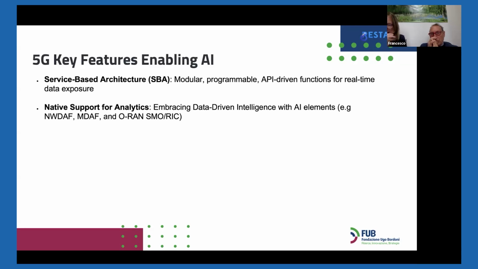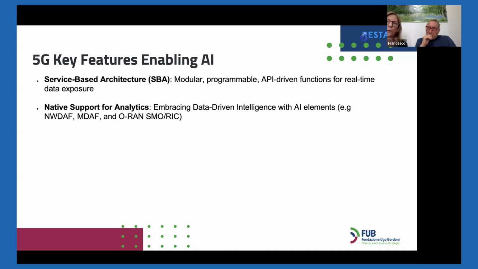Artificial intelligence is essential for the evolution of the network, but it cannot stand by itself. It cannot stand alone. In order to have artificial intelligence in the networks, it requires a foundational network architecture and AI elements designed to support artificial intelligence. And that's exactly what 5G provides.